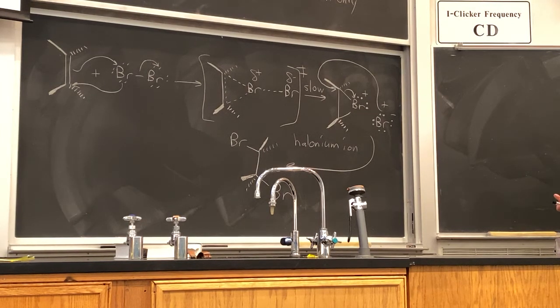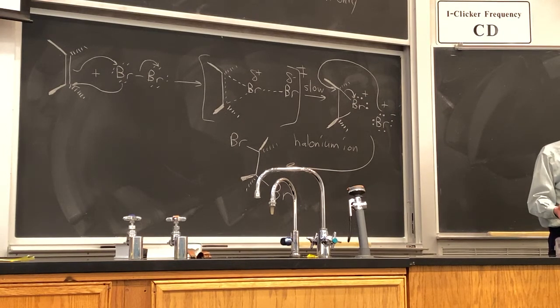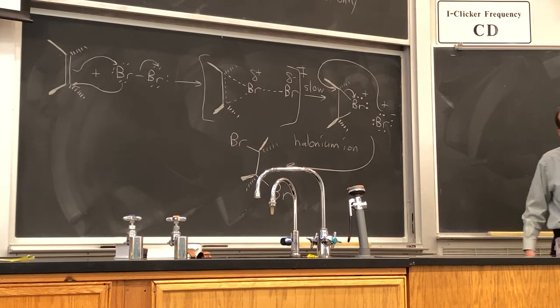But then the question becomes, why? Why is this strained halonium ion more stable or lower in energy than an unstrained carbocation? Any ideas? Okay. Yes, Claire.